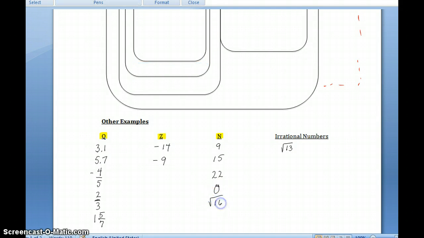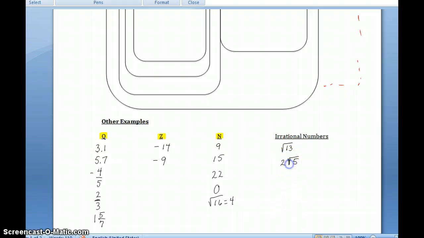Square root of 16, the reason I put it under natural numbers is because the square root of 16 equals 4. And 4 is a natural number, it's a counting number. And 4 is also an integer. And 4, that makes 4 also a rational number. Again, all of these, Q, Z, N, and irrational numbers are under the umbrella of real numbers. Another one might be 2 times the square root of 5.